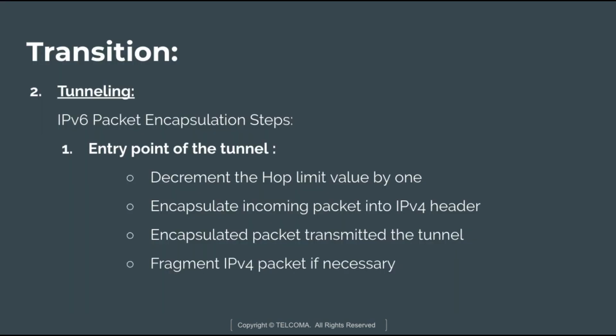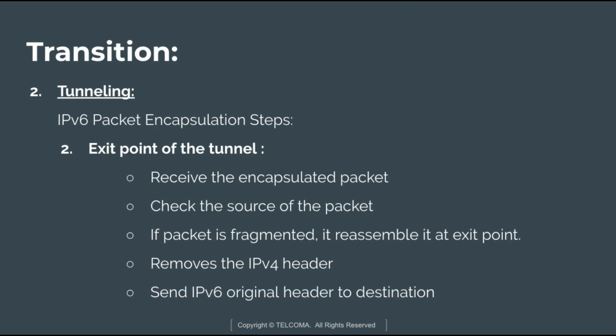Here the IPv6 packet encapsulation steps are like this: at the entry point of the tunnel, the device will decrement the hop limit value by 1 and then encapsulate the incoming packet into the IPv4 header. The encapsulated packet is transmitted to the tunnel, and fragmentation of the IPv4 packet is done if necessary. Next is the exit point of the tunnel.